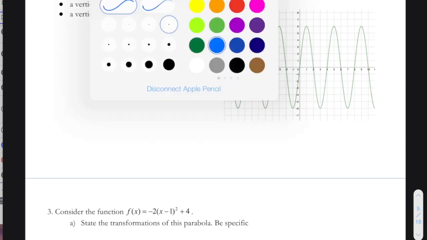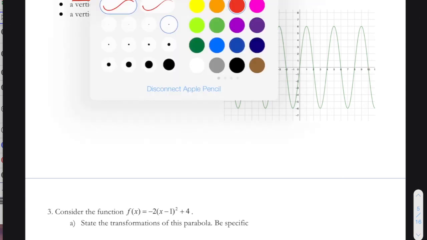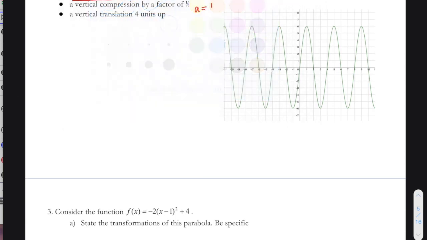Here we have a horizontal shift. So I know that my h value is -1 because I'm going 1 unit to the left. It's also telling me I have a vertical compression by a factor of 1/3. So what that means is that a equals 1/3.